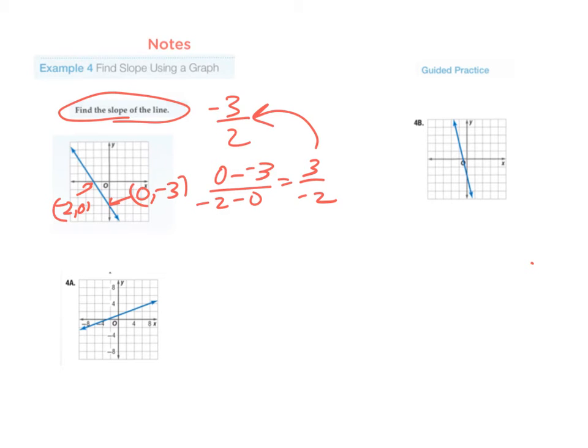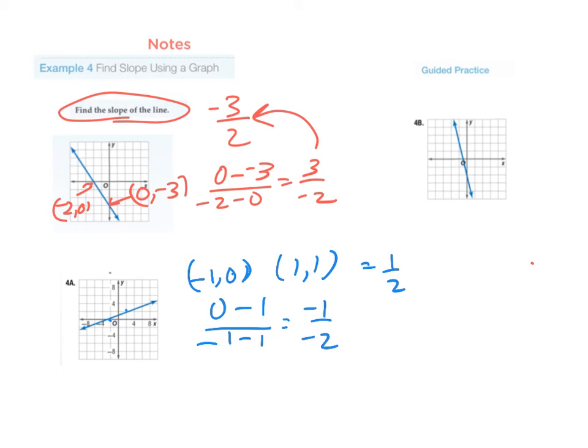So let's look at this problem right here and see if we can find coordinates. It looks like we can find a coordinate right there, which would be negative 1, 0. And it looks like we can find a coordinate right there, which is 1, 1. And I could also do it as a change. I'm going up 1 and over 2. So let's see if we get 1/2 when we do this problem. So I'm going to go y, 0 minus 1 over negative 1 minus 1. And that's going to be a negative 1 over negative 2, which reduces to 1/2. And that's our slope.